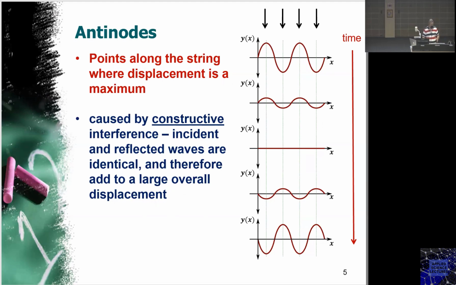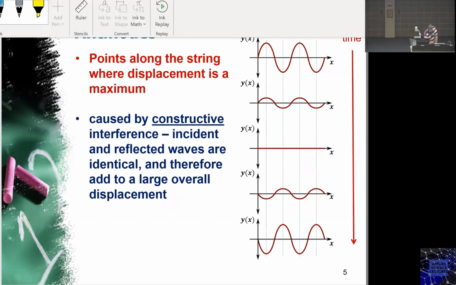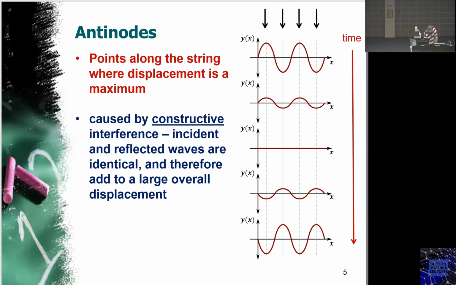So here, if we have a string, then those points are on the string such that they are at the maximum point, at the maximum amplitude, and at the minimum. So those are those points. Those are the antinodes. And those points are caused by the constructive interference between the incident wave and the reflected wave.